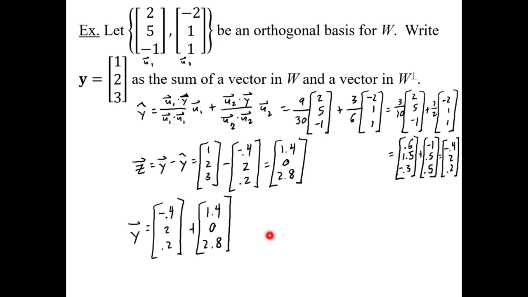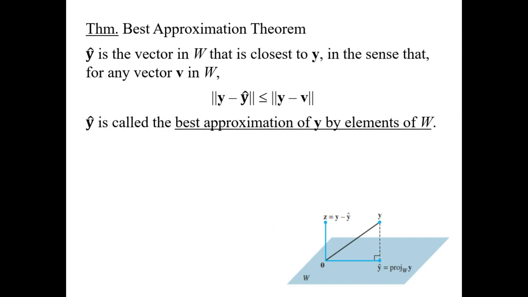Okay, so one of the questions we might want to consider asking is, well, okay. One of the things we might consider asking is why? Why would we do this? I don't know if I have a great answer for this, but maybe a better way of phrasing that would be, what does y hat tell us? What does y hat do for us? And so for that, we've got what's called the best approximation theorem. It says that basically y hat is the vector in W that is closest to y.